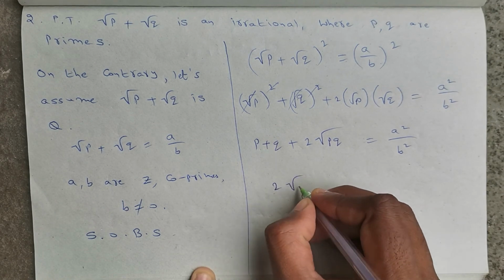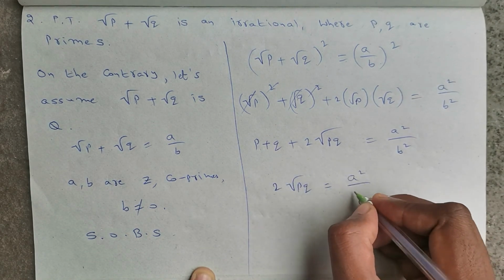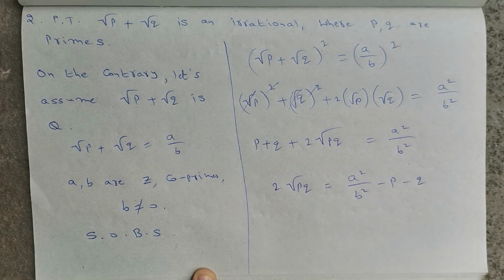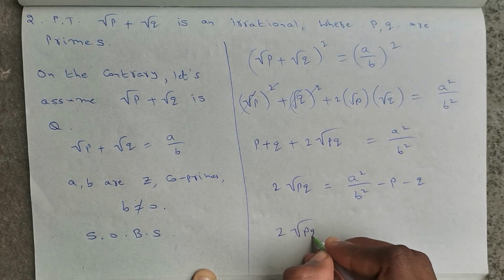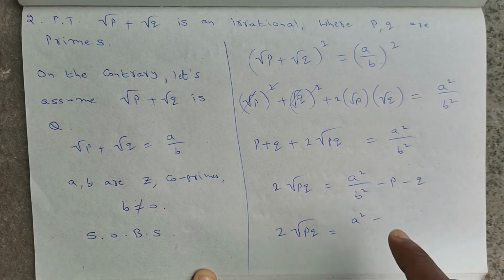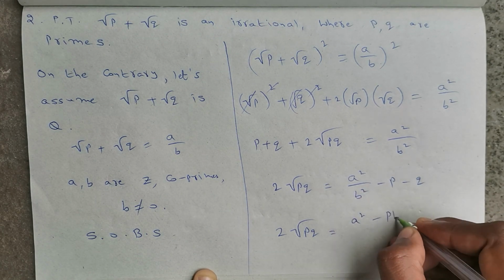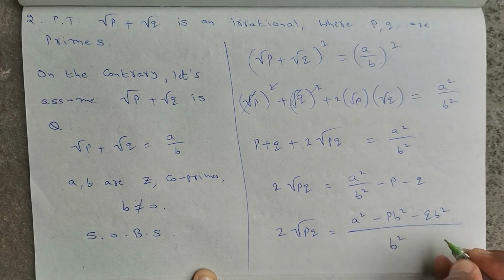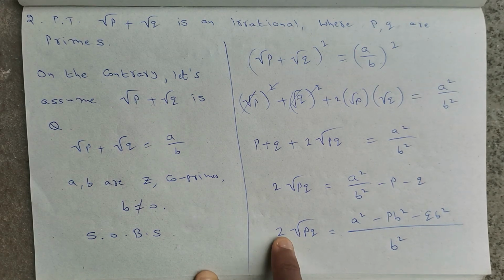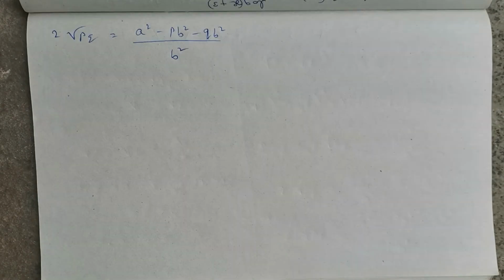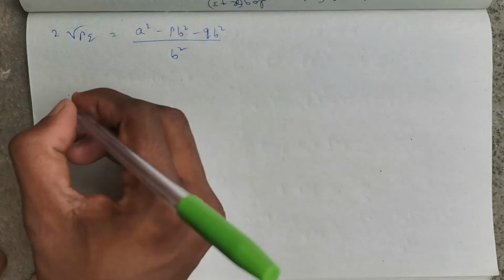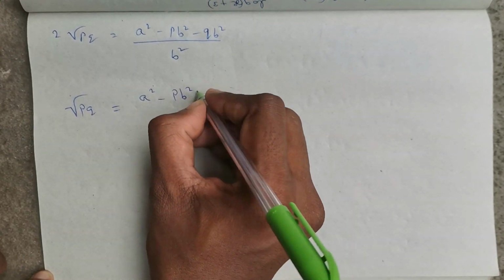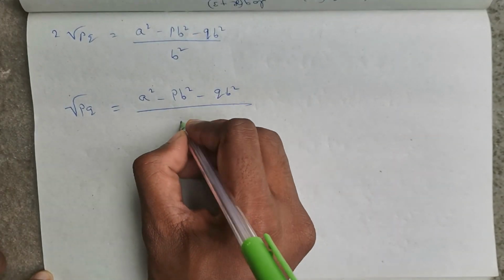Now this p plus q I will take to the other side. So we will get 2 times root pq is equal to a square by b square, plus p will become minus p, plus q will become minus q. So 2 times root pq is equal to (a square minus p b square minus q b square) whole divided by b square. Now I will take this 2 also to the right side. So we get root pq is equal to (a square minus p b square minus q b square) divided by 2 b square.